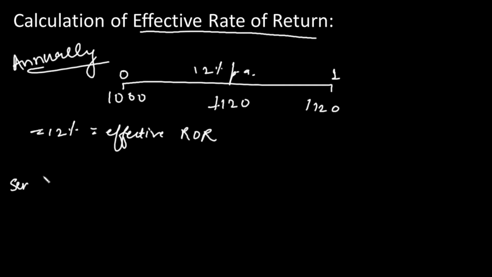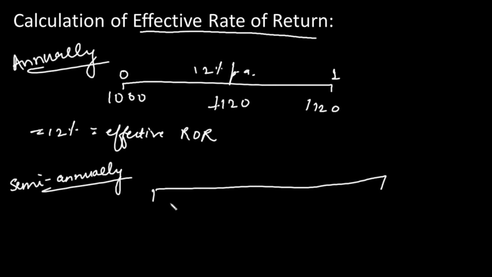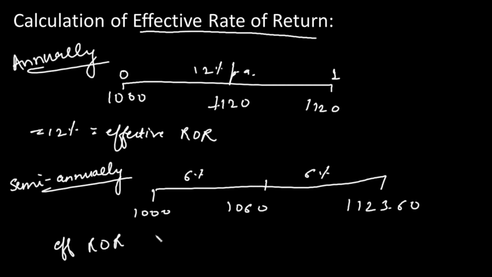But when we were compounding it semi-annually, we charged interest 2 times at 6% and 6%. So pehle it became 1060, then it became 1123.60, right? But we don't know the effective rate of return, that is the rate of return for the whole year.